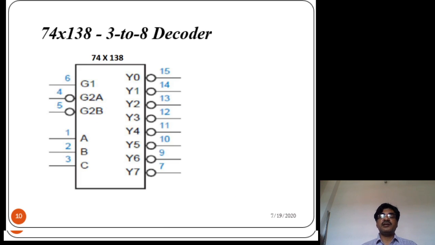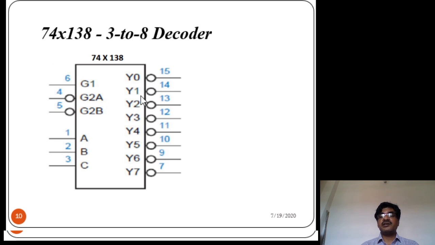Then coming to another very important decoder, the 3 to 8 decoder. This is a widely used IC, that is 74138. IC 74138 is a 3 to 8 decoder. It means it has 3 inputs and 8 outputs. The 3 data inputs are A, B, C.